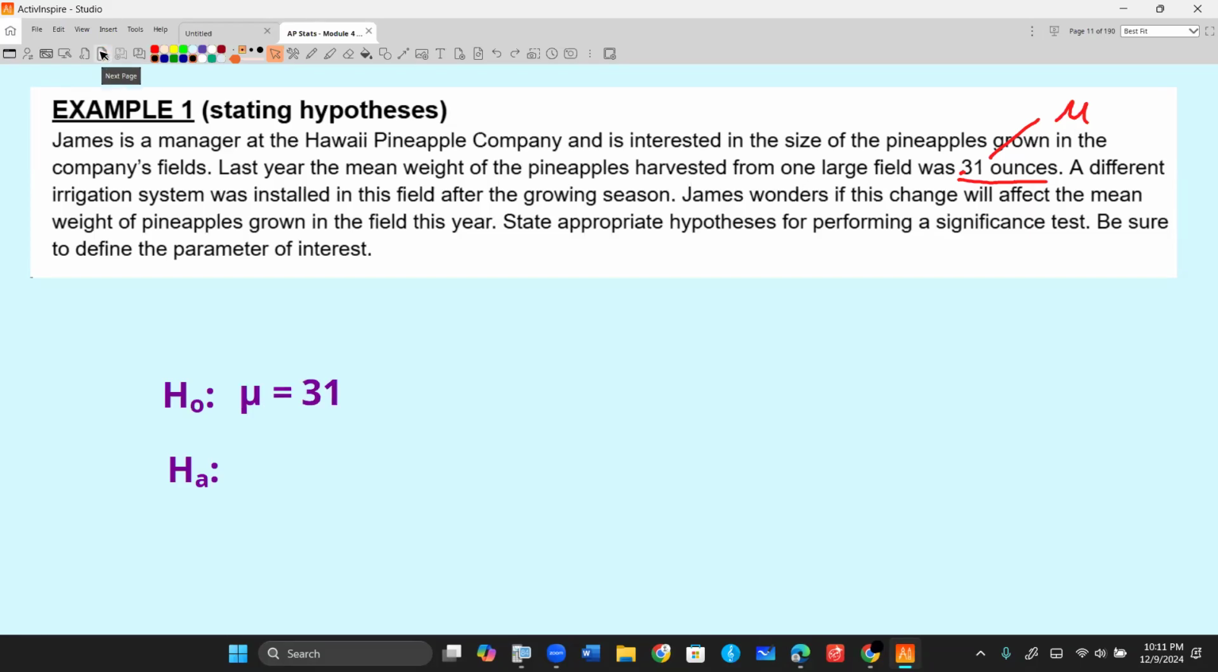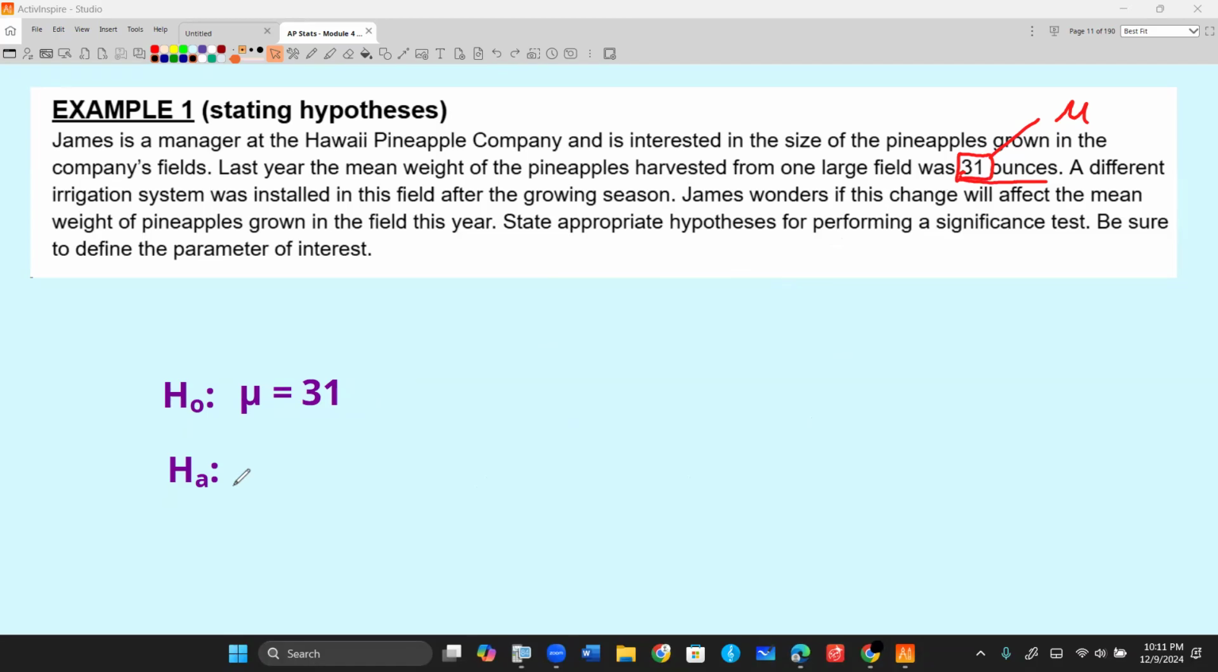Our null is always going to be our parameter equals. So in this case, since our parameter is a mean, we'll put mu equals. And because of our previous data, it's going to be 31 ounces. Now, you don't need to put the unit for the hypotheses. You just put mu equals 31 because we're going to define that parameter in context of the problem later.